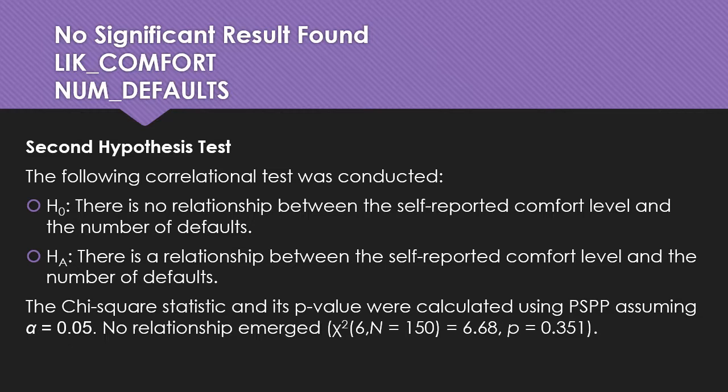The chi-squared statistic and its p-value were calculated using PSPP, assuming alpha equals 0.05. No relationship emerged where the chi-squared statistic is calculated at 6 degrees of freedom, number of participants equal 150, arriving at a value of 6.68, p equals 0.351.